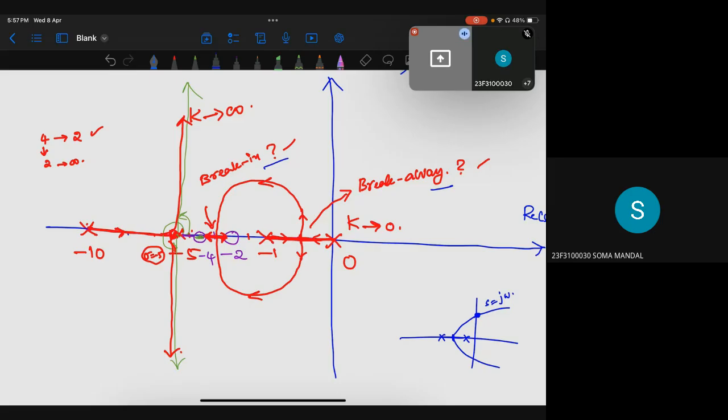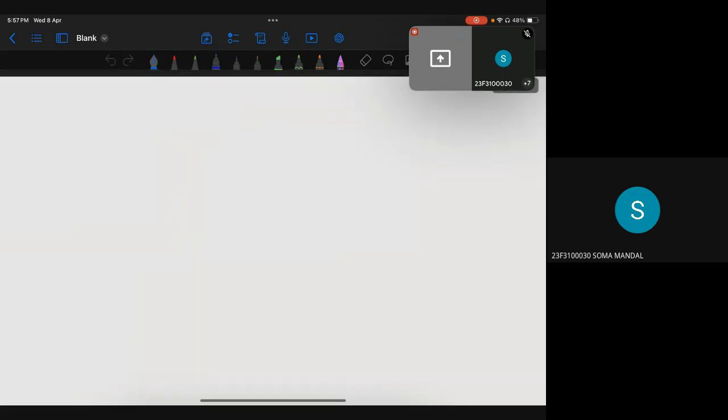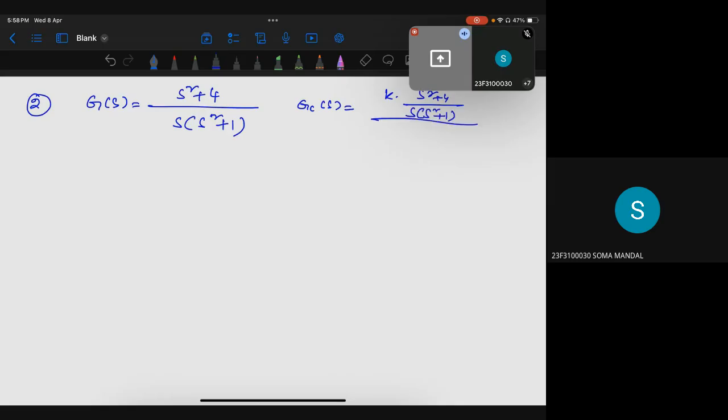Now in this session, try to get the clarity on the exact steps and calculations. Let me quickly draw one more example. You'll understand much better. So second question, G of s equal to (s square plus 4) divided by s multiplied by (s square plus 1). So now Gc of s is K multiplied by (s square plus 4) by s(s square plus 1), divided by 1 plus K multiplied by (s square plus 4) by s(s square plus 1).